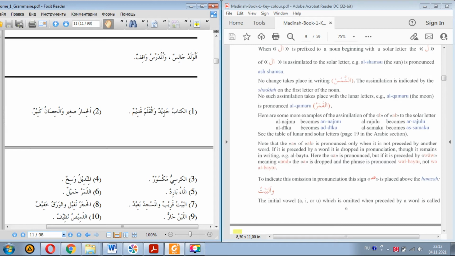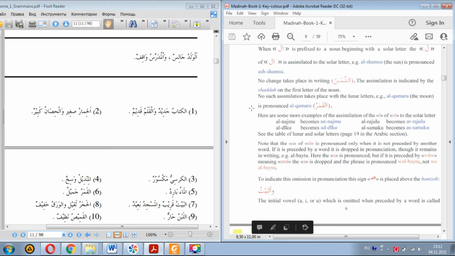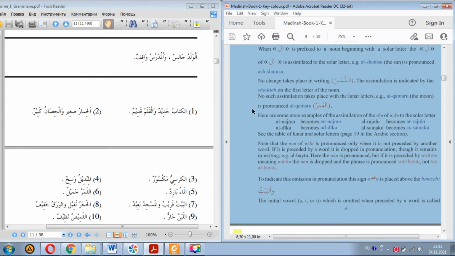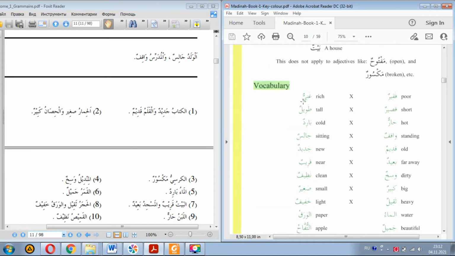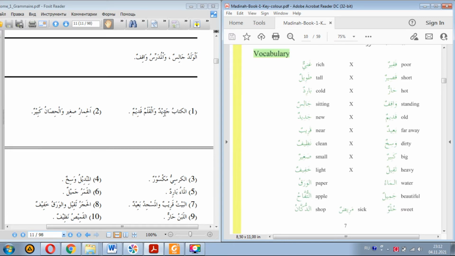The book is new. جديد is translated as new. والقلم قديم, and the pen, because we have this alif lam, is old. And as I've said before, these new words you can find in the book of explanation in the end. You see, جديد, new. قديم, well, you will find here.